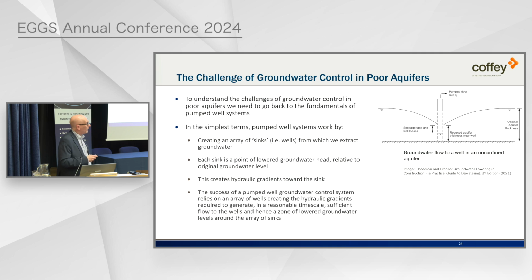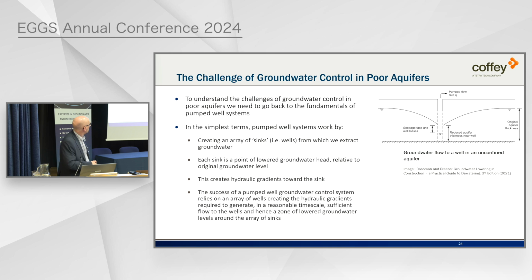So now I want to talk about, having told you what poor aquifers are in my definition, why they're a problem. And we need to go back to the very fundamentals of what a pumped well system is. An essential pumped well system involves creating a series of groundwater sinks where we pump water to lower the groundwater level or groundwater pressure locally at that point, and that creates a hydraulic gradient towards these wells. And then the overall process of groundwater control by pumping is that we have a series of these sinks or wells that collectively lower the groundwater level.